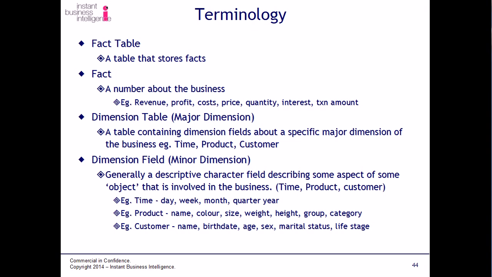Minor dimension is what we would call a dimension field. So generally a descriptive character field describing some aspect of some object that is involved in the business. So you have time, product, and customer as your major dimensions. So you would have day, week, month, quarter, year would be considered minor dimensions. Name, color, size, weight, height, group, category would be product minor dimensions. For customer, it would be name, birth date, age, sex, marital status, life stage, those sort of things for minor dimensions. So that's how we call things.